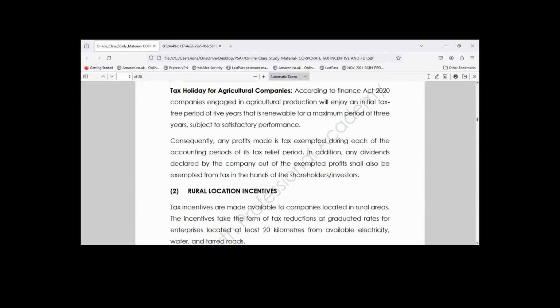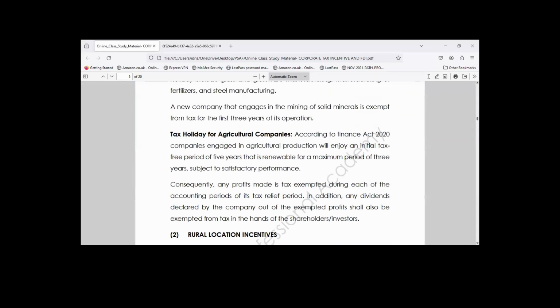Initially, for an agricultural company, the Finance Act 2020 said that if we want to give an agricultural company a pioneer incentive tax holiday, the initial tax holiday for an agricultural company is 5 years. If an agricultural company wants to be given a tax holiday, they will be given 5 years at a glance.